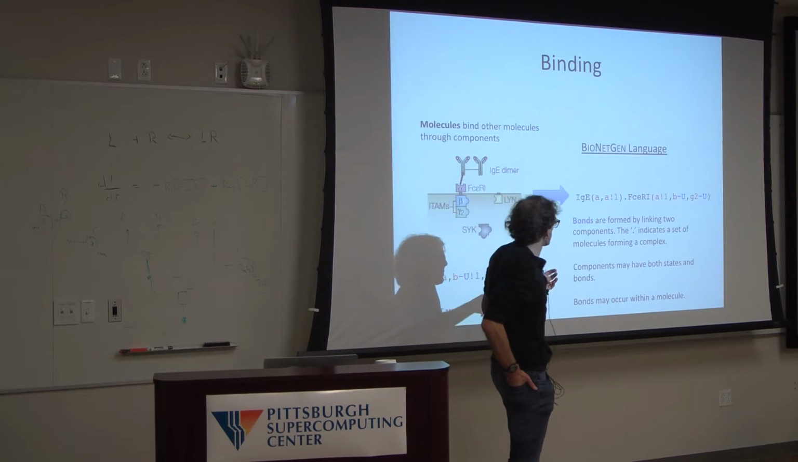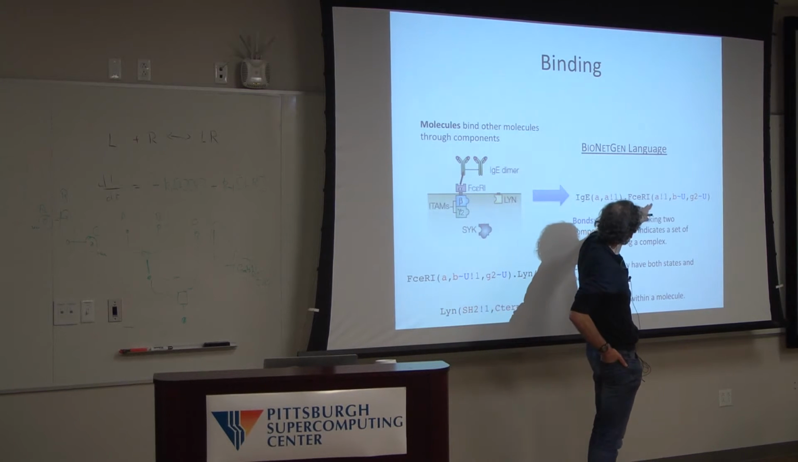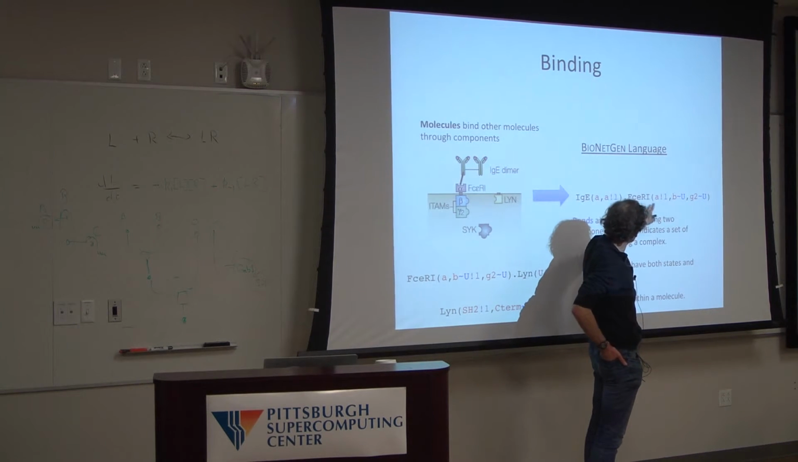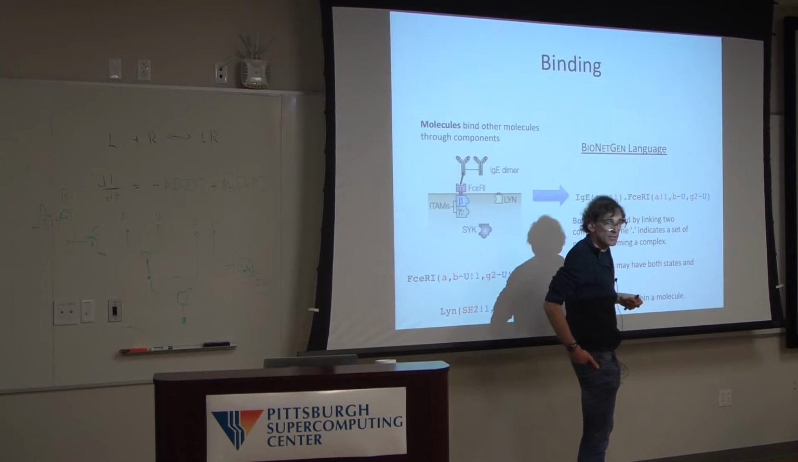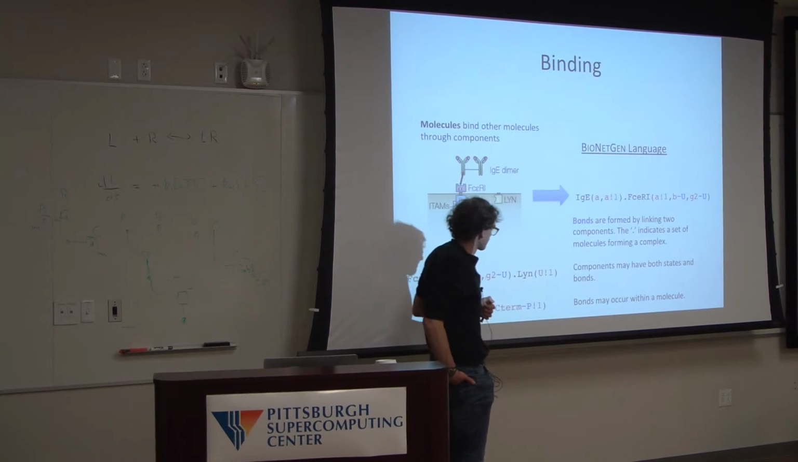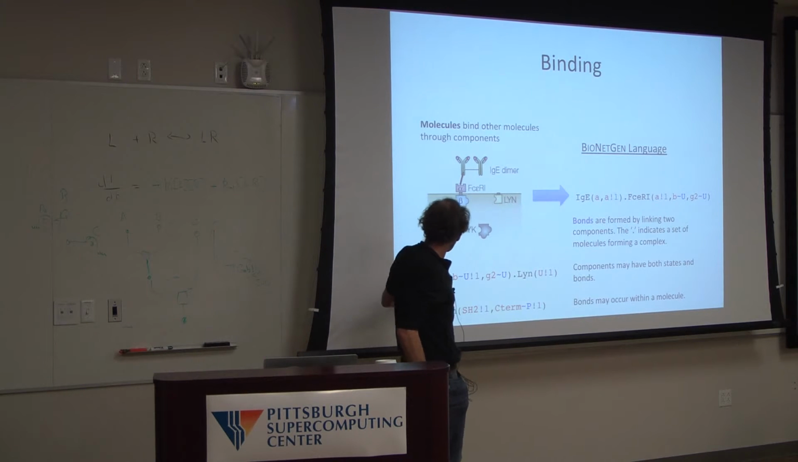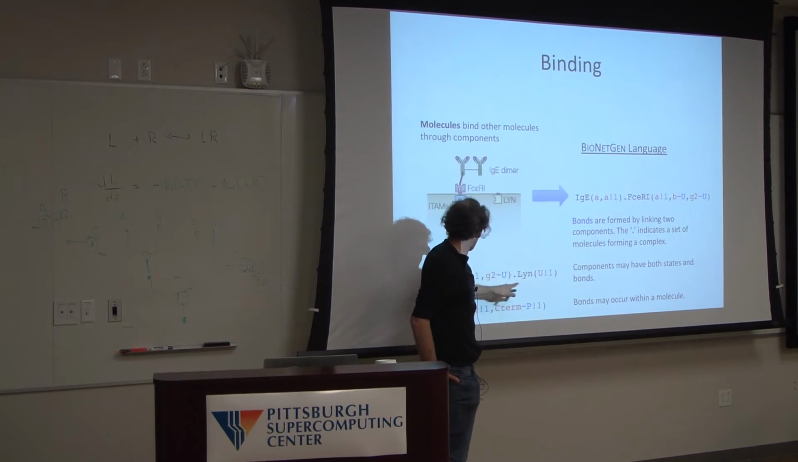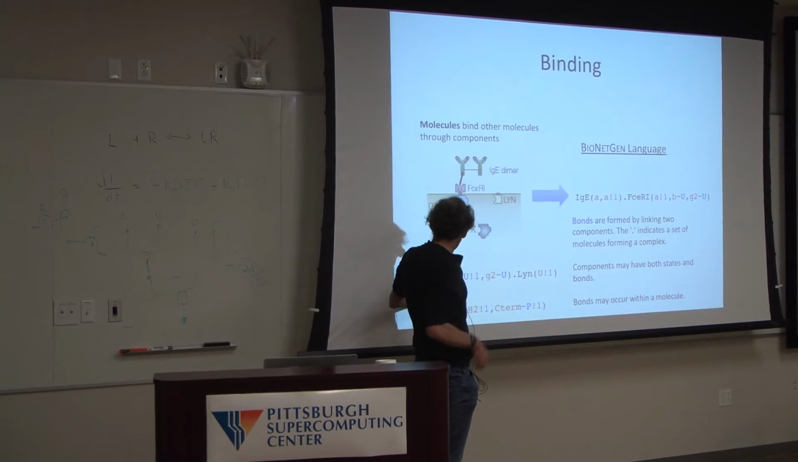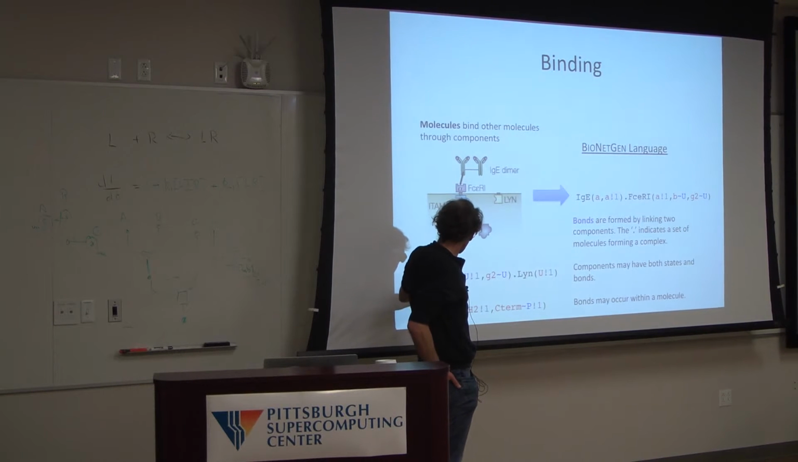And every bond should also be terminated, so there should be exactly two references to every bond that's in your complex. Okay, so some other examples are shown here. Here's Lyn bound to the receptor, so a Lyn molecule bound to the receptor, and it's bound to, we can see here, the B component.